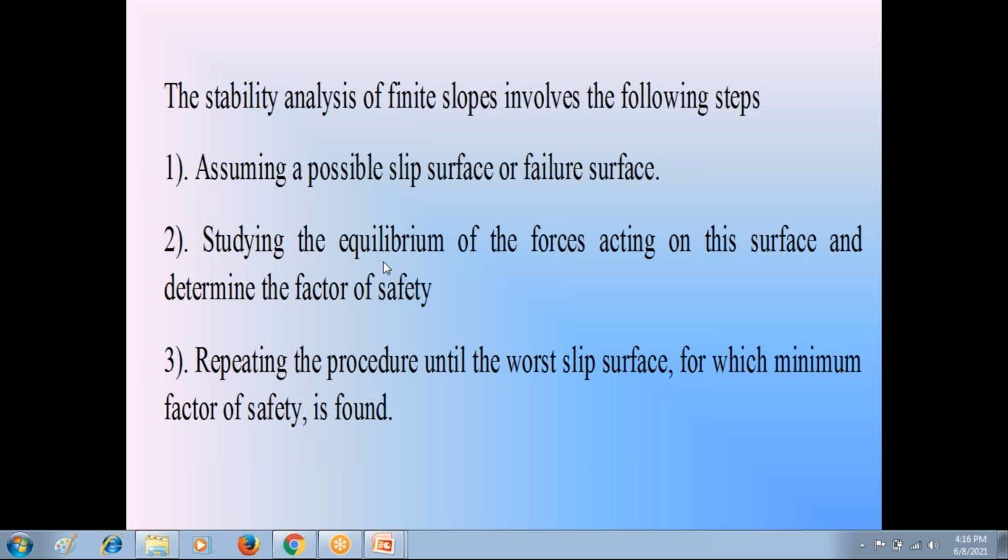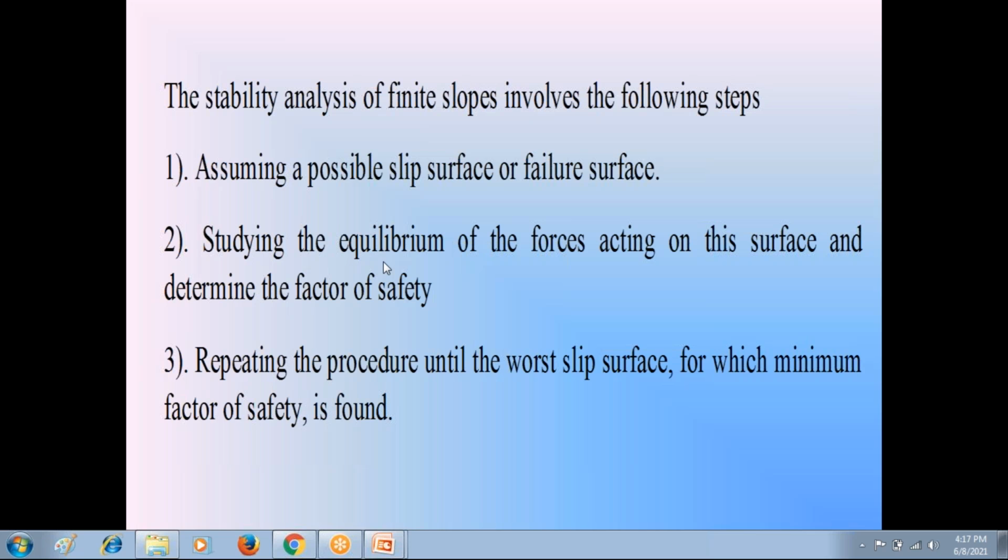Consider one failure surface in that plan. If it is a rotational failure surface, it is a curved surface. If it is a wedge failure surface, it is a plane surface. It is our assumption. Normally, most of the finite soil slopes are subjected to rotational failure, not the wedge failure. So, take one arc of a circle as the failure surface in the plan. After taking that failure surface, consider the soil portion in between the soil slope and that failure surface.